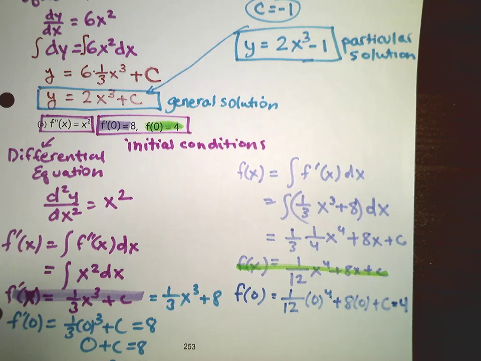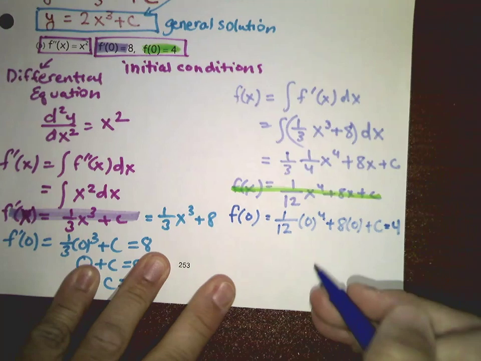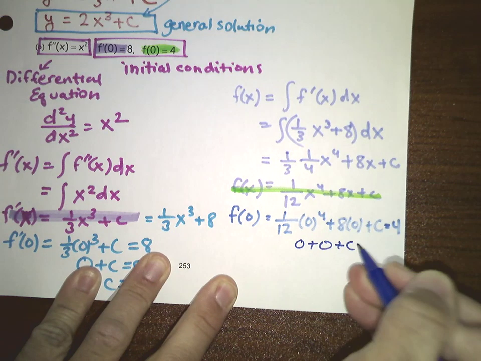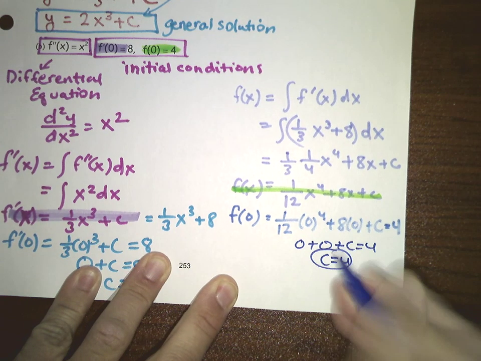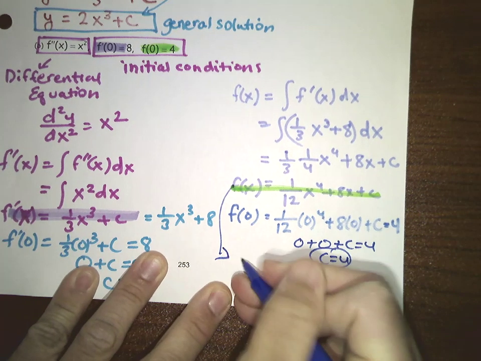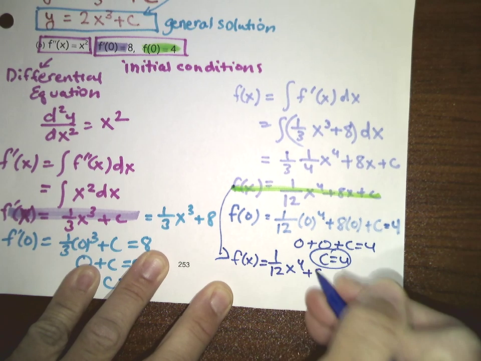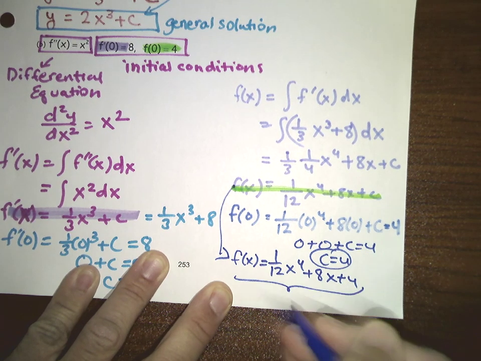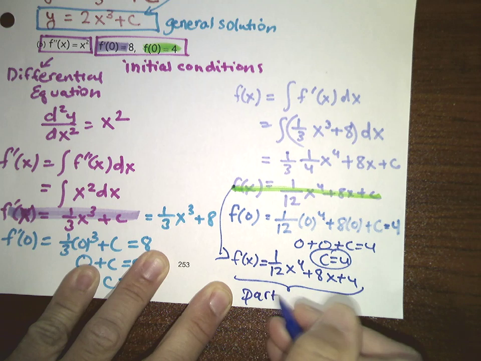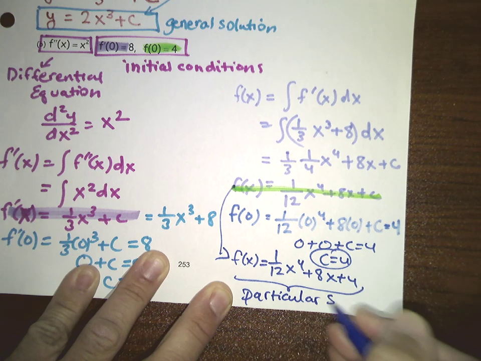Alright, so now we have, of course, 0 plus 0 plus c is equal to 4, so c is 4. So then f of x is going to be 1/12 x to the fourth plus 8x plus 4, and that is what I call my particular solution.